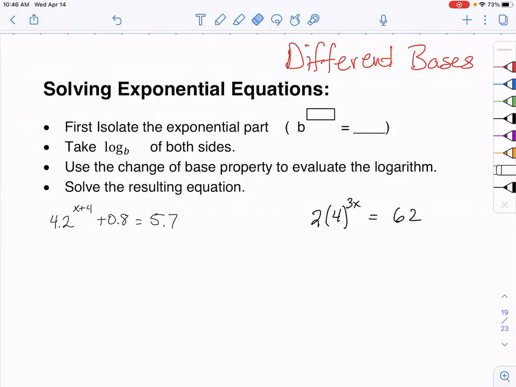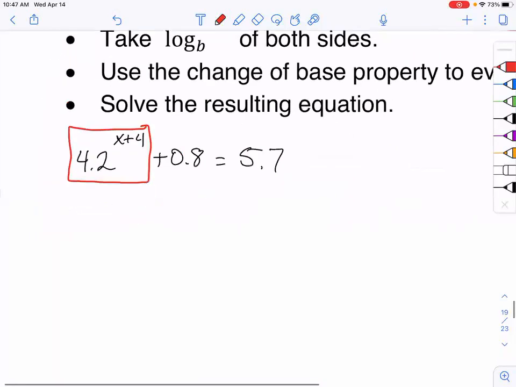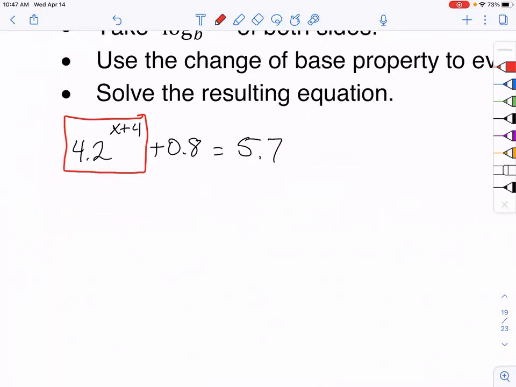The first thing we want to do in each problem is isolate the exponential part. We want our equation to look like something exponential equals a number. That's just a number there on the right. So in that first equation that we see as the example, put a box around the exponential part and ask yourself what's outside it on the left side. What's the exponent? It is x plus 4. What's outside the box on the left-hand side of the equation? And it's been added. So what do we need to do first in this equation?